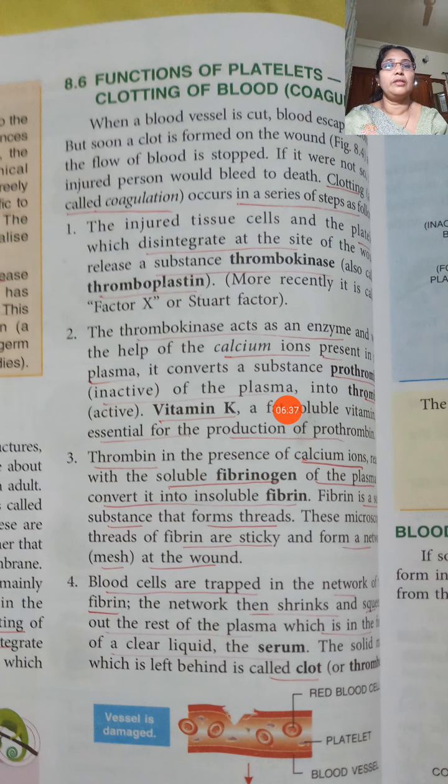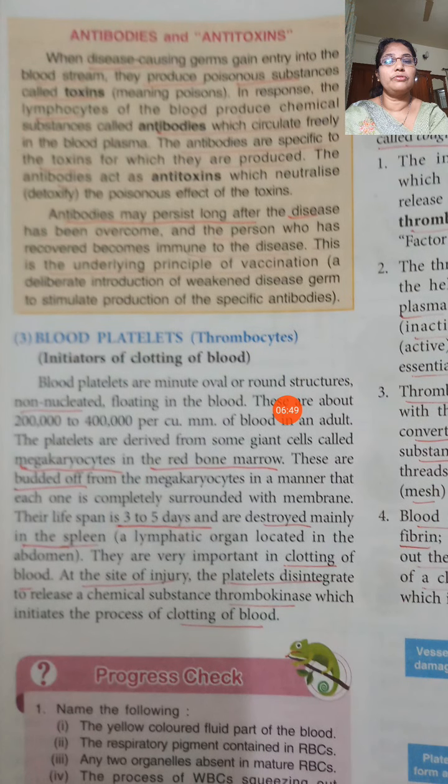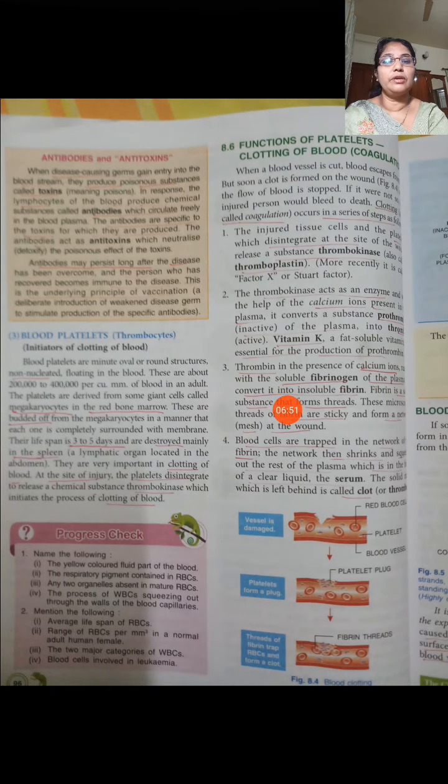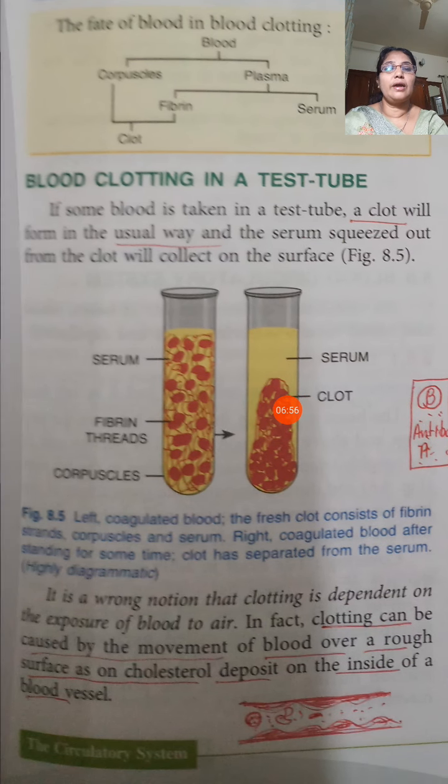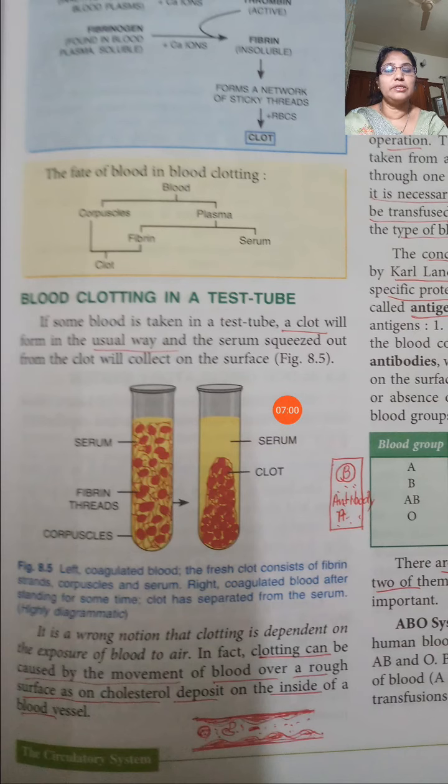After some time, that clotted part will shrink and squeeze out the liquid present in it. That coming out liquid is known as the serum. That is how a clot is formed at the mouth of the wound. Usually at the time of an injury, when blood comes out from a wound, the clotting will occur.